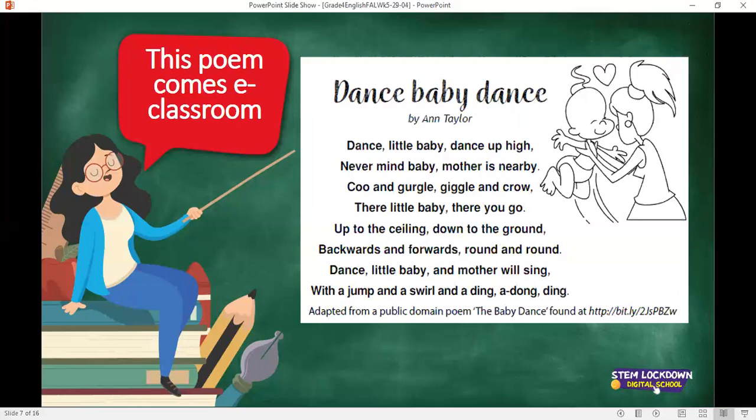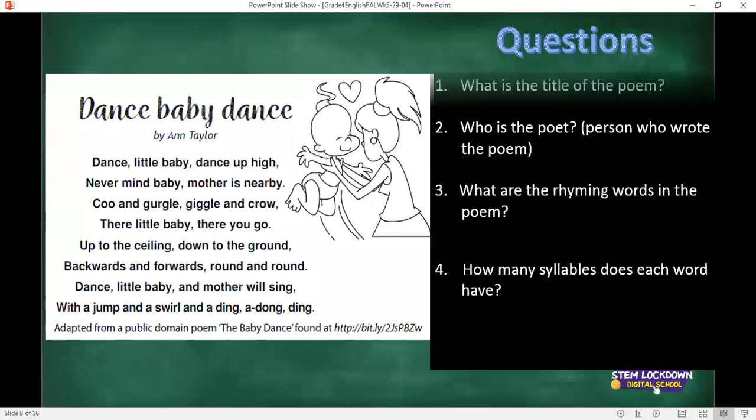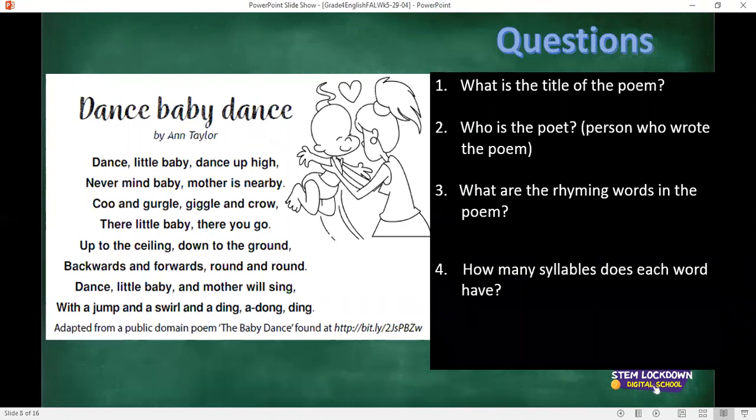Okay, let's go through some questions. Remember, I'm going to read them for you first, and then we're going to answer them together. For number 1, they want to know what is the title of the poem. Remember, title is just another word for the name. Number 2, who is the poet? I want to know who is the person who wrote the poem. They are called a poet. Number 3, what are the rhyming words in the poem? Remember where to look for the rhyming words. And then number 4, I want to know how many syllables each of those rhyming words have.